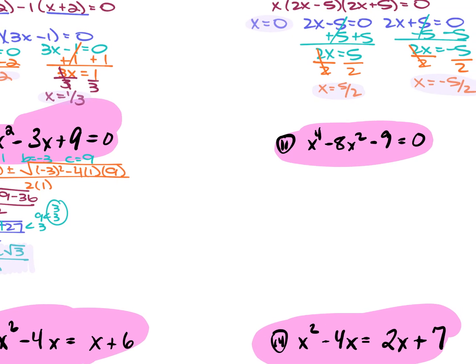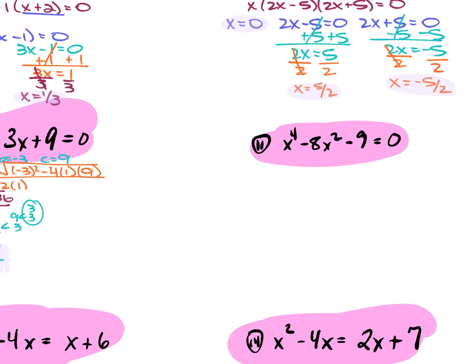For number 11, we have x to the 4th power minus 8x squared minus 9 is equal to 0. We can do this even though it's x to the 4th power. Your factors of negative 9 that add to be negative 8 are what and what? 1 and negative 9 give us negative 8. So this is going to factor to be x squared plus 1 times x squared minus 9 is equal to 0.